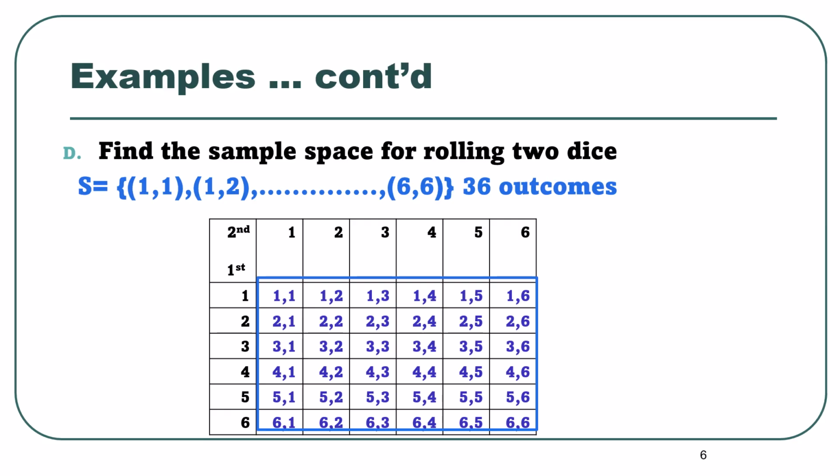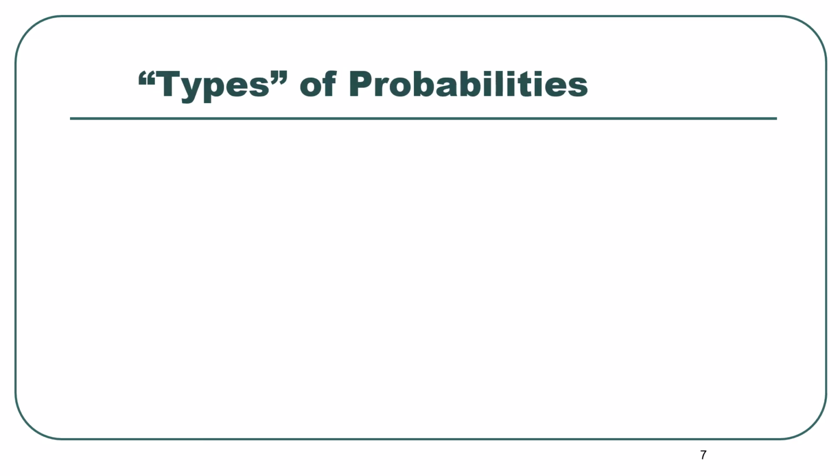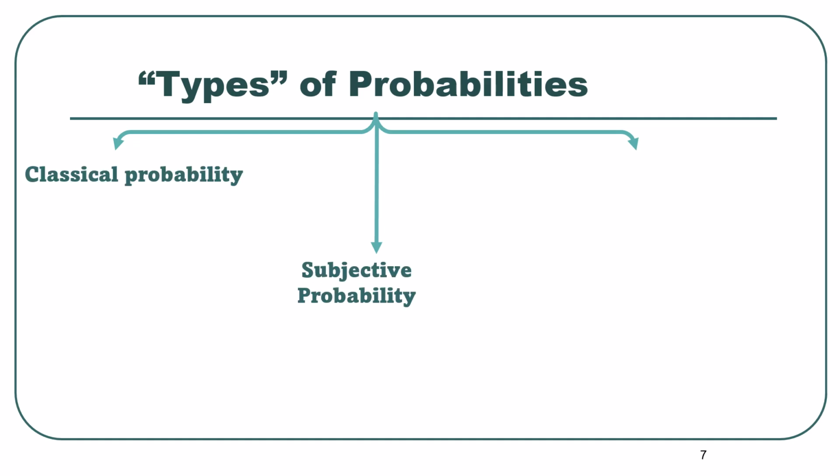How to calculate probabilities for any event? We do have 3 types of probabilities, or 3 approaches to probability: classical probability, subjective probability, and empirical probability. Sometimes we call it also frequency probability. So any probability we will have is going to come from any one of these types.